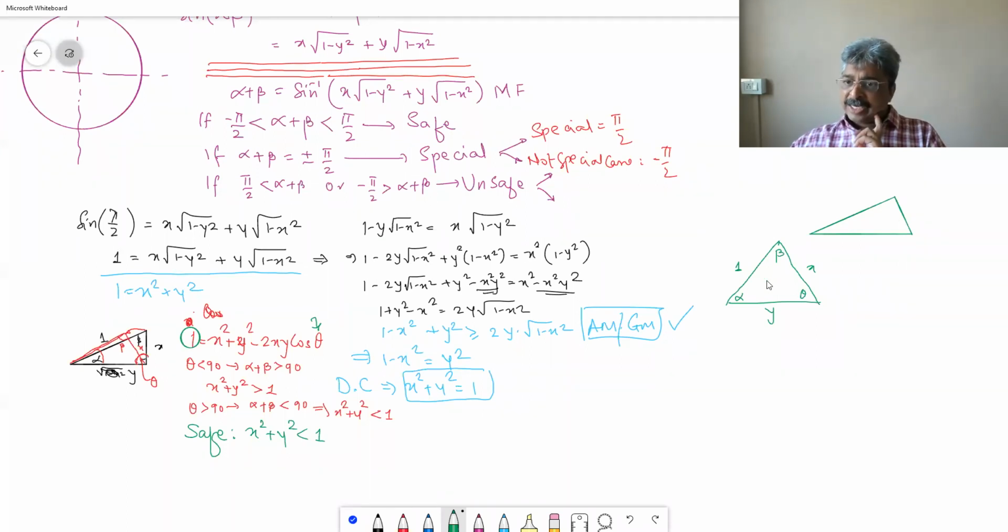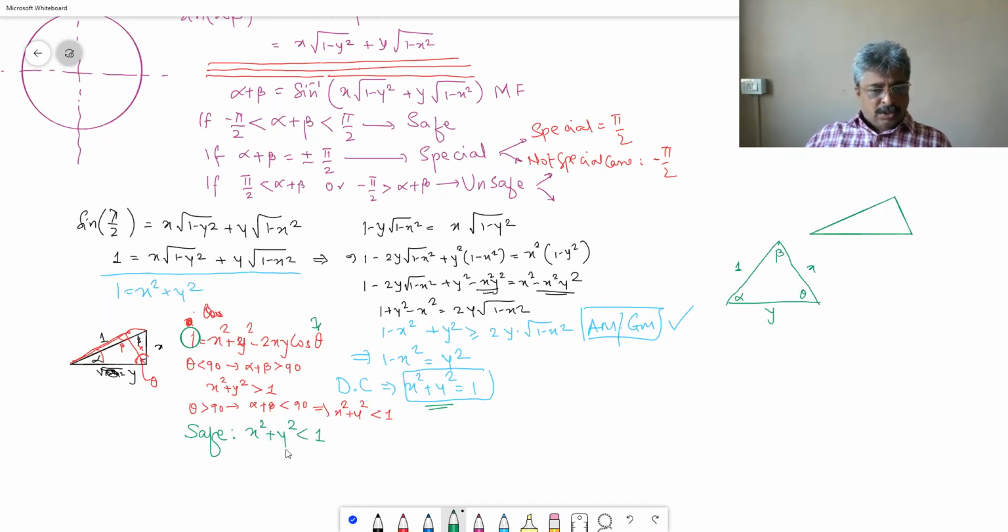So we are playing with the triangle to find out the discriminating condition. In the second diagram, the red one, x is not sine alpha, right? X is not sine alpha. Correct.